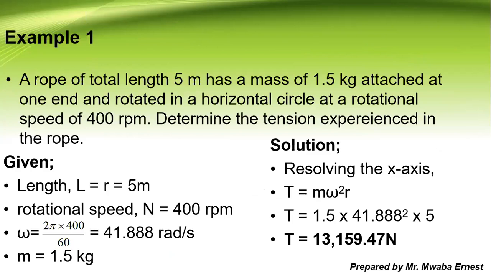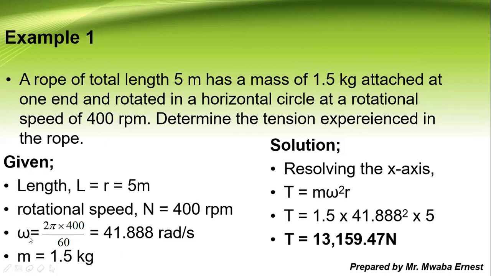Our first example, illustrating what we've just discussed: we have a rope whose length is 5 meters, having a mass of 1.5 kg attached at one end, and rotated in a horizontal circle at a rotational speed of 400 rpm. So what you are required is to determine the tension experienced in the rope. So what have we been given? We have the length. The length of this rope is 5 meters. Rotational speed, meaning rotational speed in revolutions per minute, that's 400 rpm.